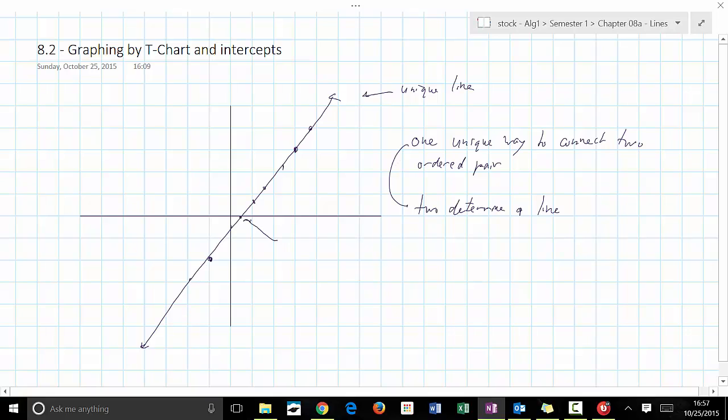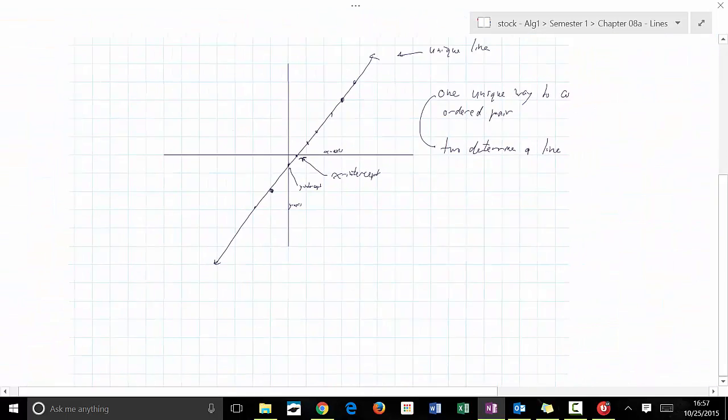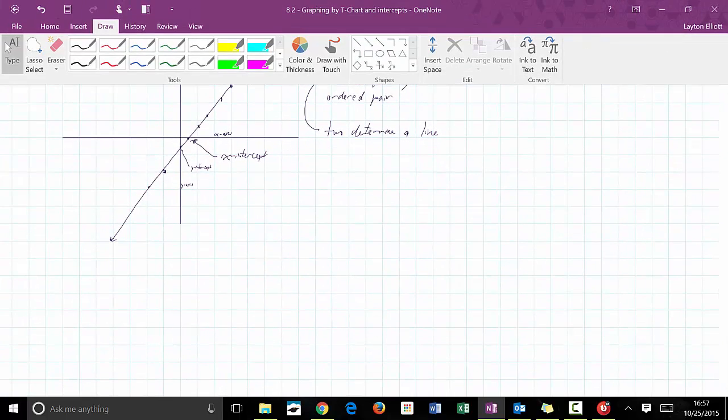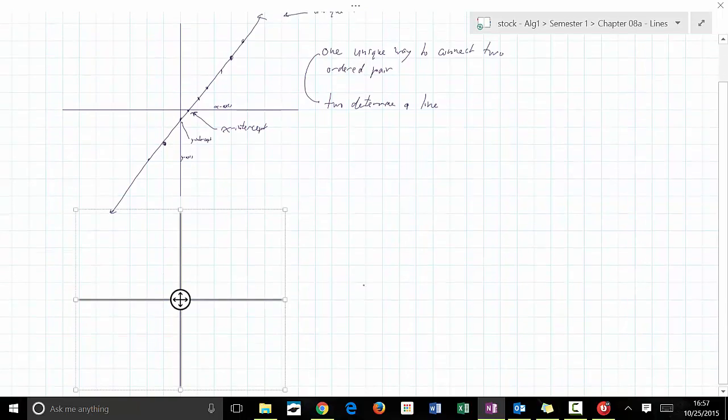Now right here, this particular point is called the x-intercept. And if I zoom in on it, it is the x-intercept because it is the one crossing the x-axis. And this point right here is called the y-intercept, because it is the point that crosses the y-axis. Not every line has both an x and y intercept. Most of them do, but there's a subset of lines that don't.